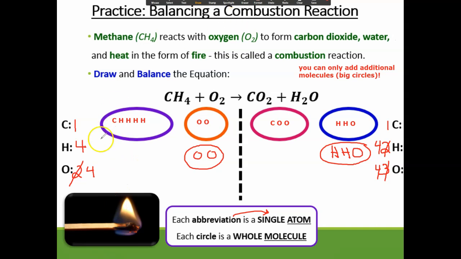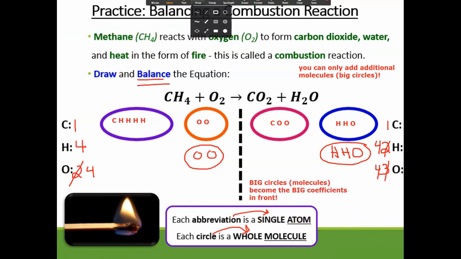All right, so taking a look here, now my carbons are the same on both sides. My individual hydrogens are the same on both sides. And my individual oxygens are the same on both sides. However, I'm not finished. Now I need to actually balance the equation. So again, the way that we balance the equation is now we look at the big circles. So big circles or molecules become the big coefficients in front. Okay, so that's just a reminder. We already kind of talked about that.